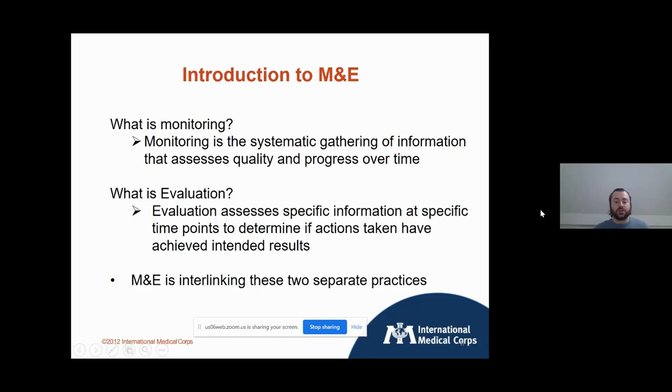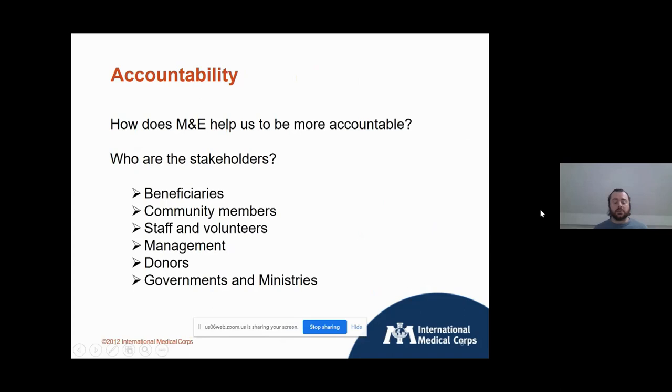Monitoring and evaluation is interlinking these two separate practices. M&E is very important also for accountability within our sector and in all sectors, for sure. Monitoring and evaluation helps us to be accountable to all the stakeholders involved in MHPSS programming, not just direct beneficiaries, but also staff and volunteers, management, the donors who provide the funding for these projects, community members at large, and as well at the higher level with governments, ministries, and other national agencies.